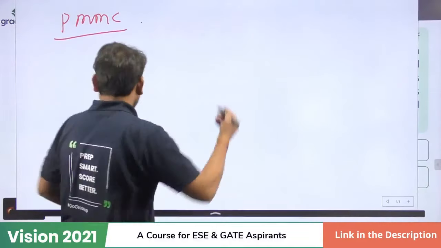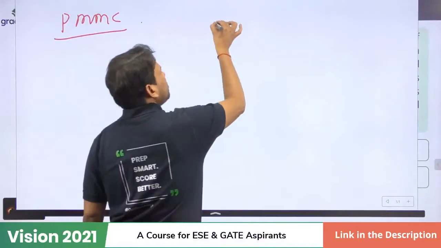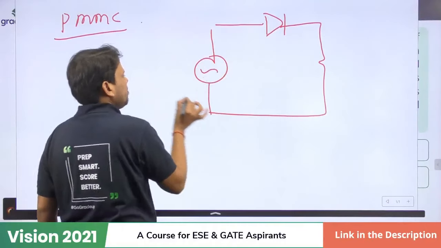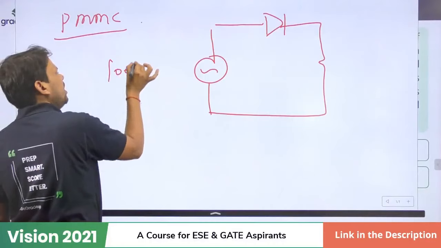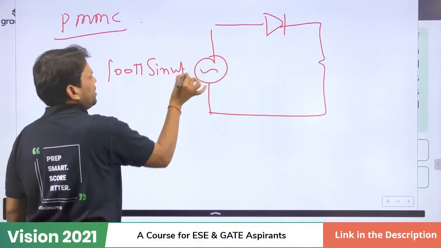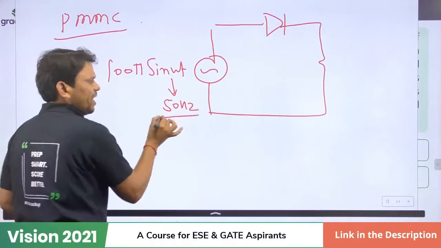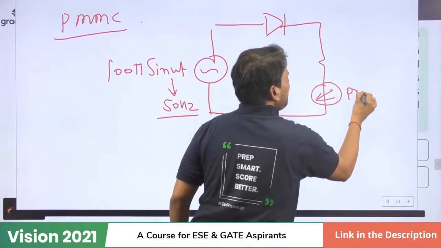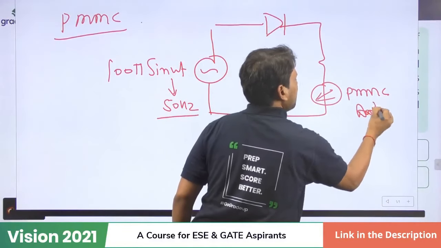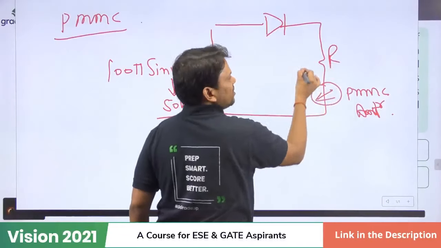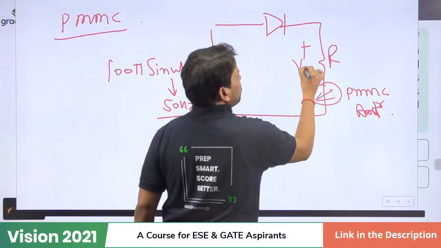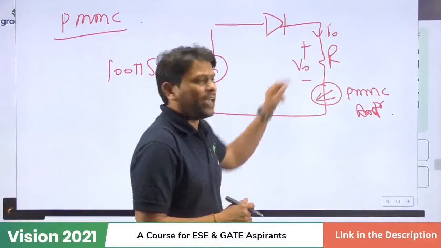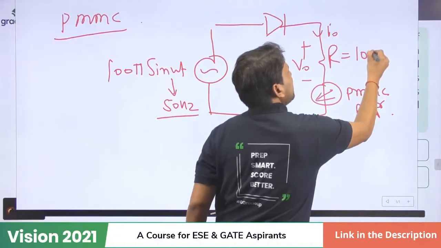For example, suppose we have taken one half wave rectifier, and let us assume our supply is 100 pi sin omega t, where the supply frequency is 50 hertz. Now, what will be the output here? Suppose we are using one PMMC ammeter, and this is our R. So here we have, suppose, some V0 and current I0. Now my question is, what will be the reading of this I0 if this R value is 10 ohm?